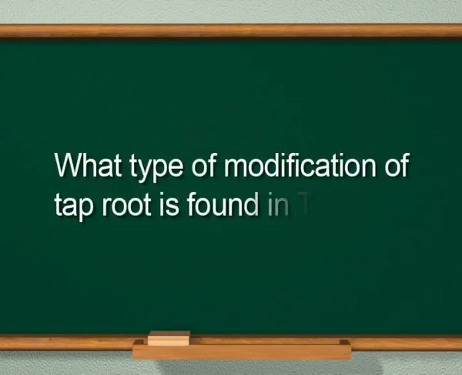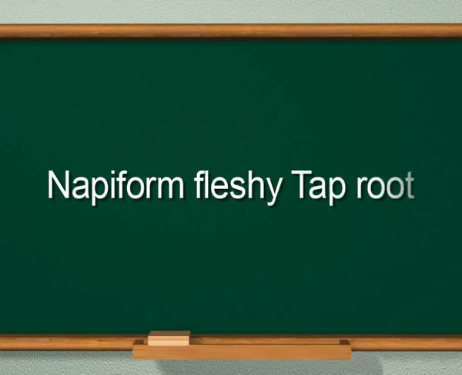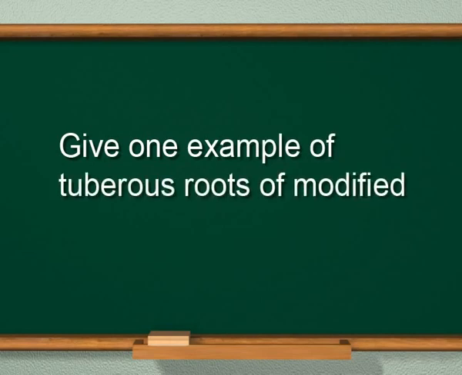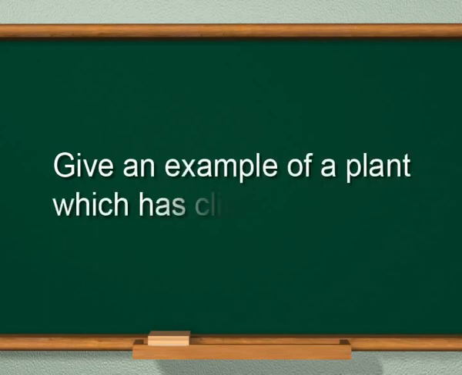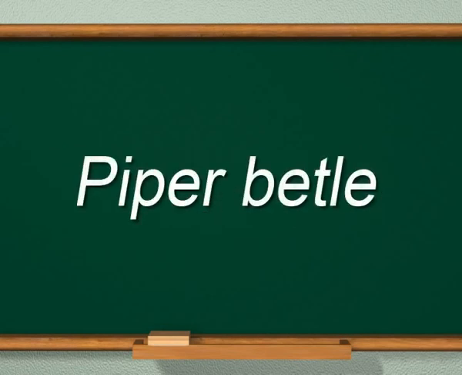The next question is, what type of modification of tap root is found in turnip? The answer is, napiform fleshy tap root modification is found in turnip. My next question is, give one example of tuberous roots of modified tap roots. Answer: Mirabilis jalapa, four o'clock, is a common example. The next question is, give an example of a plant which has climbing root. Answer: piper betel has climbing roots.